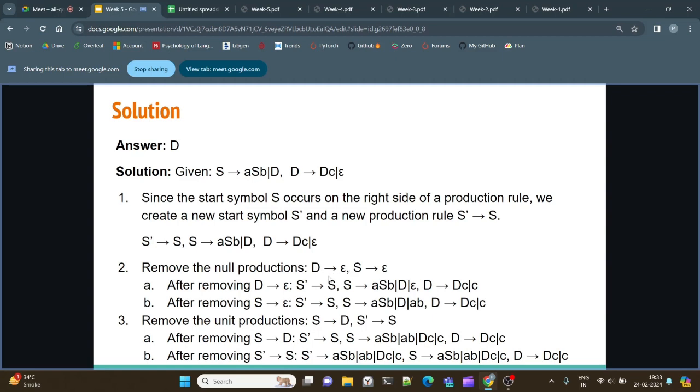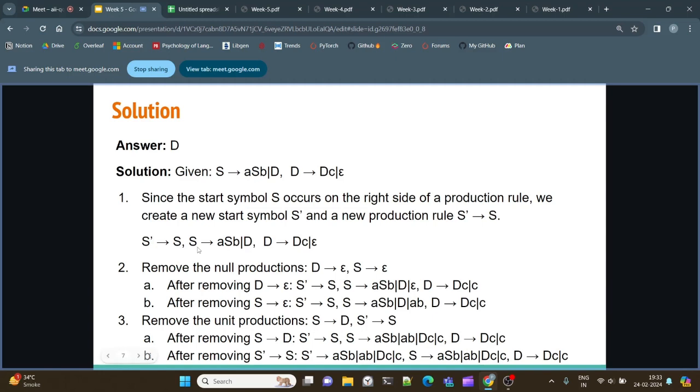So first we handle this one. First we are removing the null production D to epsilon. For that we see in each of the production rules where D is present on the right hand side. In the first one there is no D on the right hand side. Here we find there is a D. So what we do is we replace D by epsilon over here.